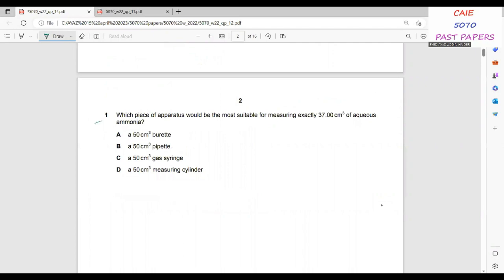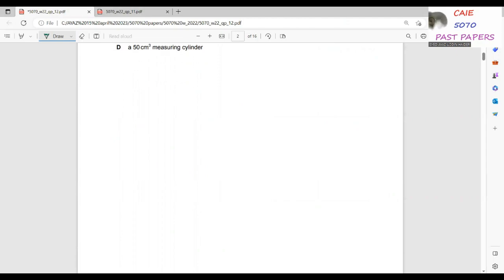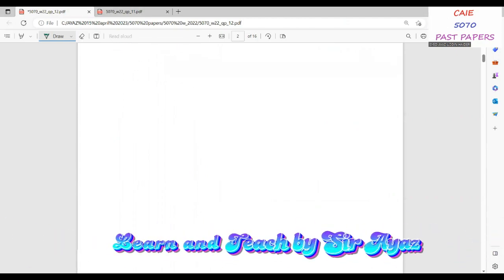Question number 1. Which piece of apparatus would be the most suitable for measuring exactly 37 cm³ of aqueous ammonia? So we want to measure an exact volume of 37 cm³. We have only one glassware for this purpose, and that will be a burette. So that will be the right answer for this question.